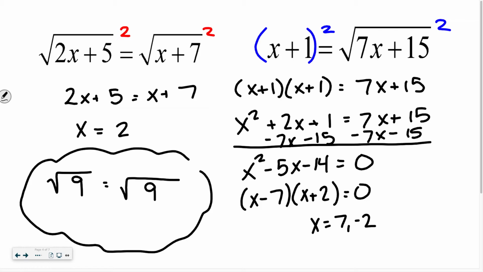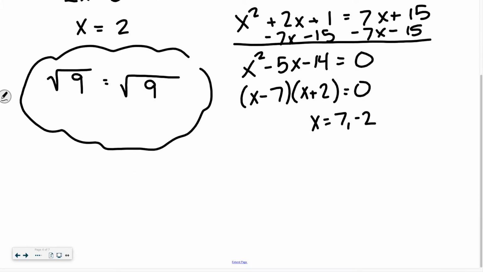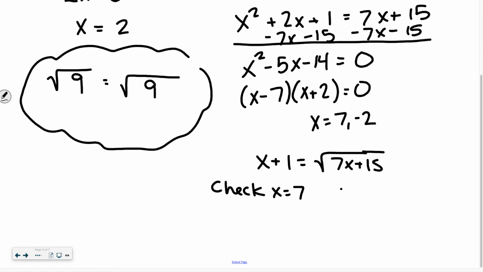What should we do? We should check our answers. This means we have 2 answers to check. Okay, so I'm going to scroll up here. It's what? x plus 1 equals the square root of 7x plus 15. Okay, so I'm going to do a check for x equals 7, and then I'm going to have to check x equals negative 2. Again, I'm going to do this more in my head now, so I'm just kind of thinking about it.